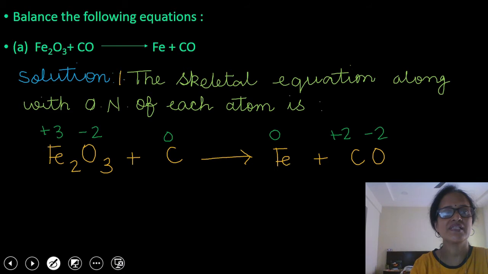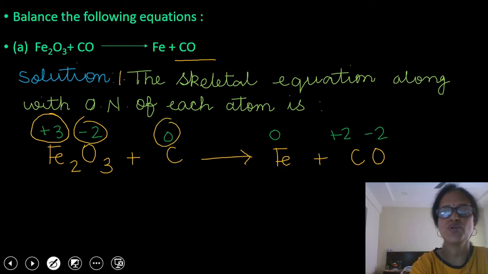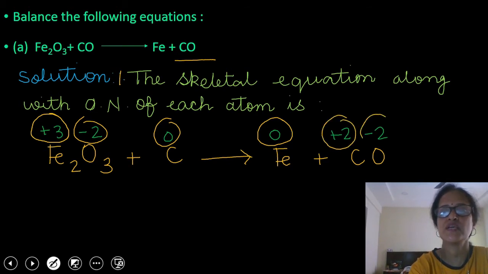Now the next example is Fe2O3 plus C gives Fe plus CO. So we can go a little bit fast this time. Step one is that you have to write the skeletal equation. And in this skeletal equation we have written the oxidation number of atoms above them. The oxidation number of iron in Fe2O3 is +3. The oxidation number of oxygen is -2. The oxidation number of carbon is 0. The oxidation number of iron is also 0 because you know that the oxidation number of free elements is always taken as 0. The oxidation number of carbon in CO is +2. Oxygen is again -2.